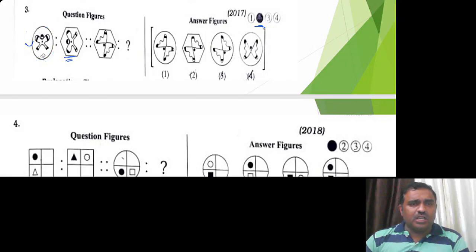But think about the question figure now. If we rotate it anti-clockwise, this circle should appear here. It is not here, it is here. So only two figures are left, option 2 and 3, that have the circle at the correct position. Then why option 2, why not option 3? Or are both options correct? Are option 2 and option 3 the same figure? Check it.